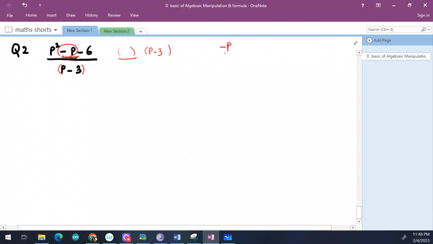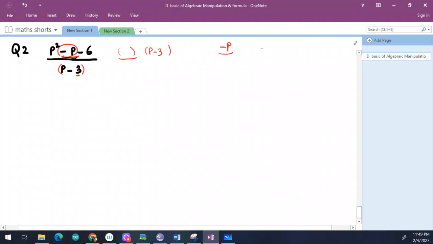We want to break it into two terms. There should be two terms here. When we add them, the result will be minus p. But how can we choose them? You need to look at the denominator. 3 is written here. So 3 is the main number that should appear here.